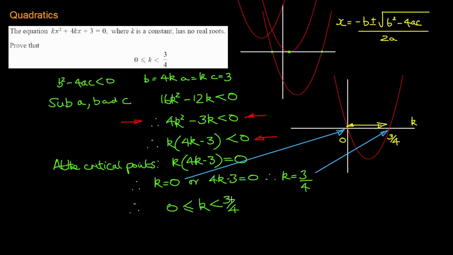You see, at 3/4 the curve is 0. It's not less than 0. So that, you'll find, is the proof they required.